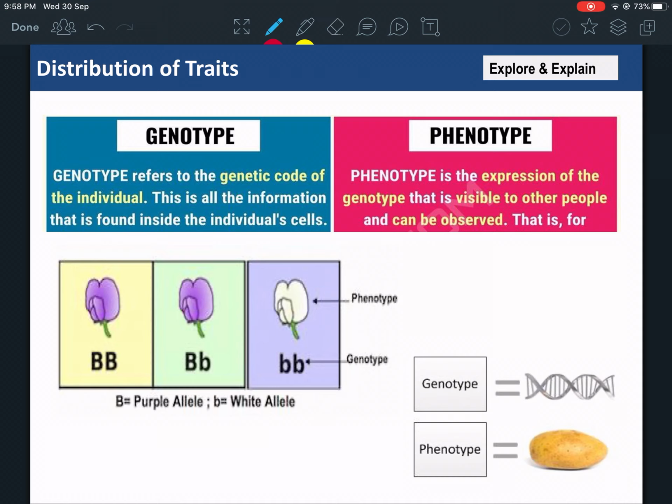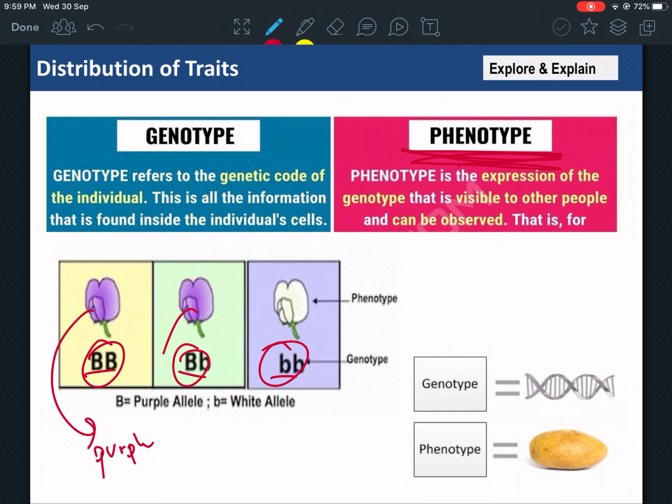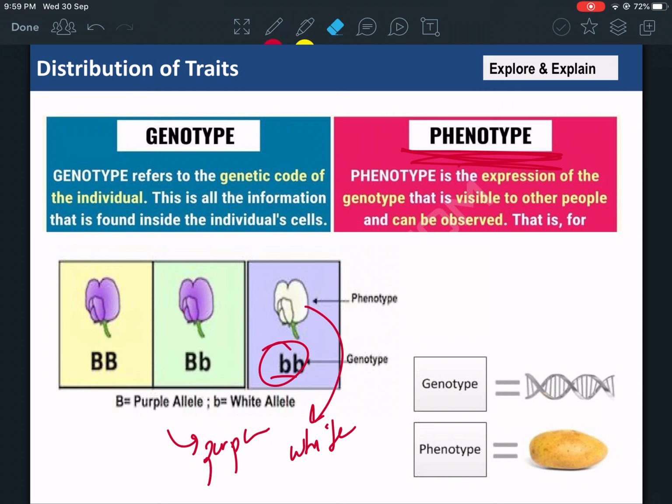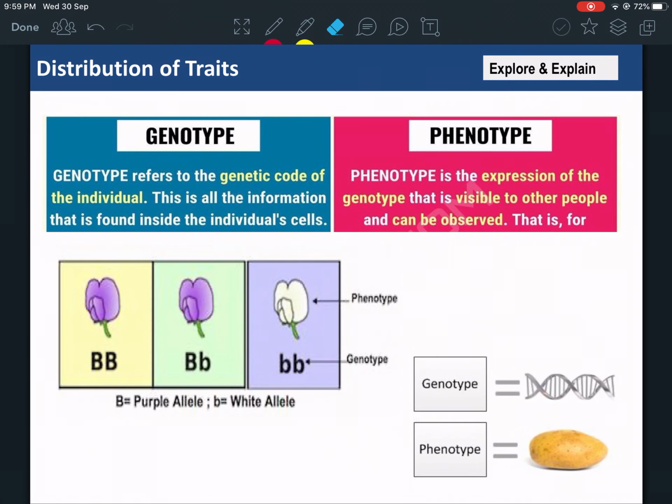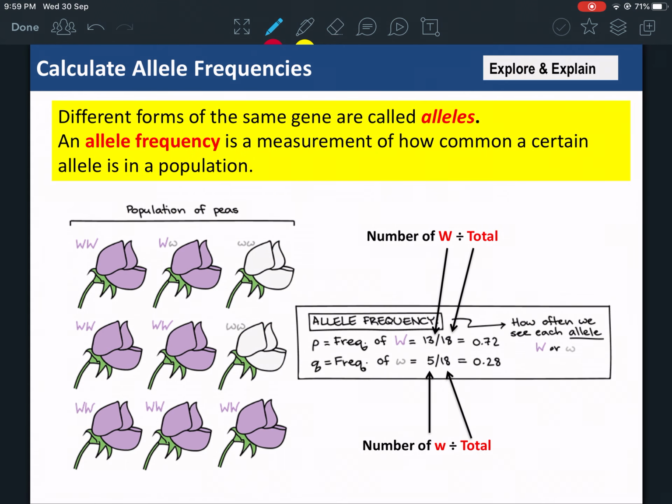We have to learn what genotype is. Genotype is the genetic code, which is BB, or big B small b, or small b small b. And the phenotype is the shape. For example, here the phenotype is purple, here it's purple, and here it's white. So that's the difference between genotype and phenotype, but that's not what we need to focus on right now. We need to focus on something called calculating allele frequencies. Let's go ahead and go there.